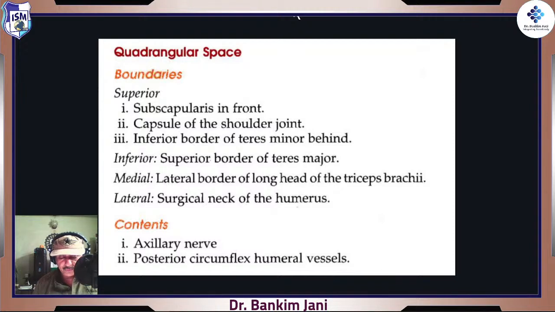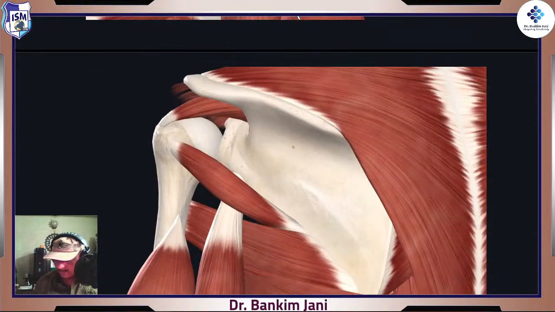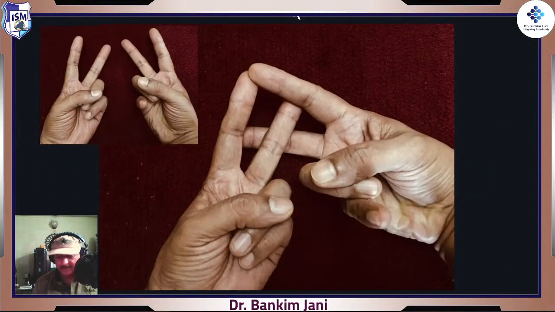About this quadrangular space, you remember we talked about the quadrangular space, right? It looks so confusing: superior, inferior, medial, lateral, surgical neck of humerus, this, that, axillary. Now, we don't remember it like this. This is the theory. How do we remember this? We remember it like this.